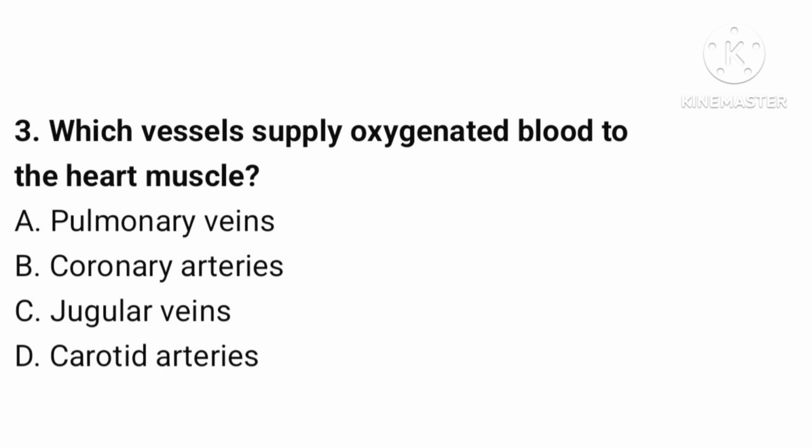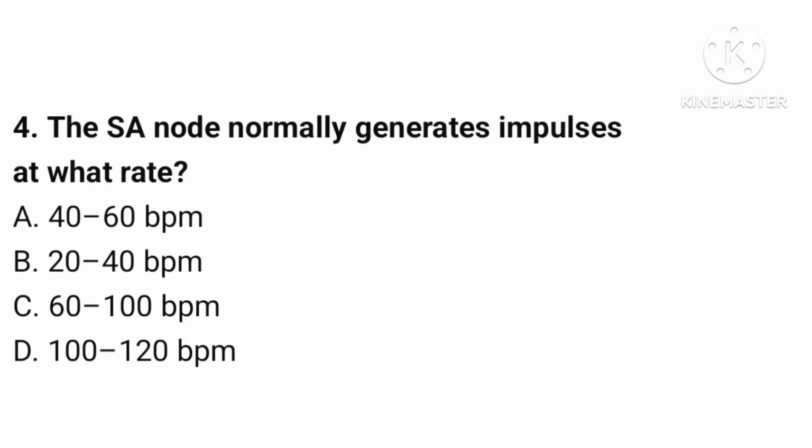Which vessel supplies oxygenated blood to the heart muscle? Correct option is B. Coronary arteries. The SA node normally generates impulses at what rate? Correct option is C. 60 to 100.